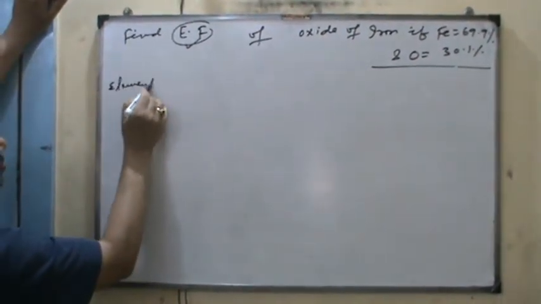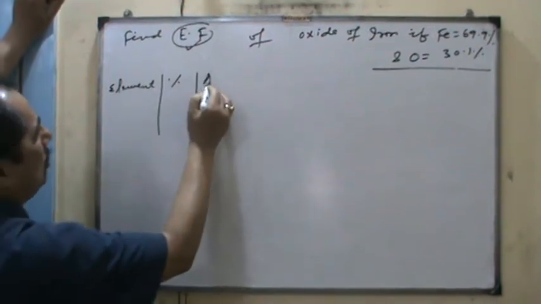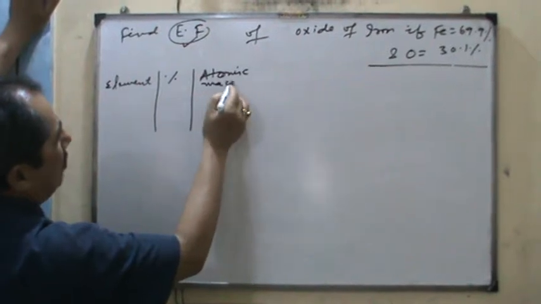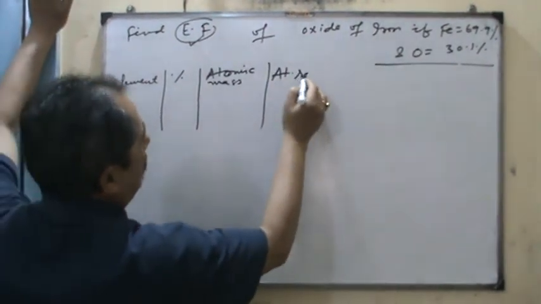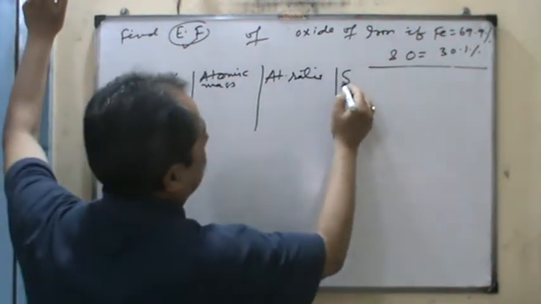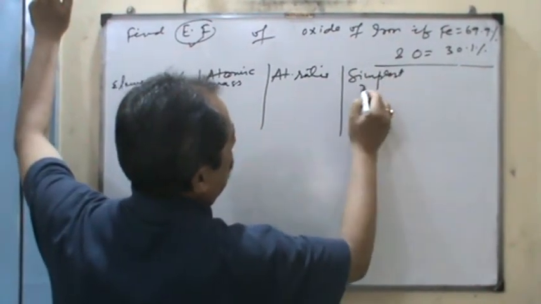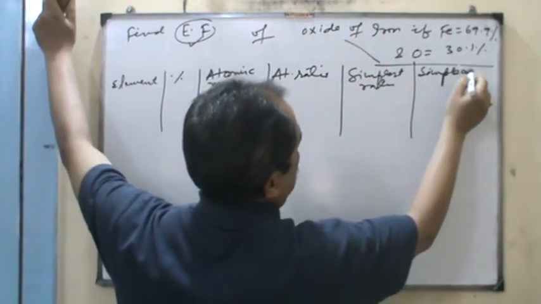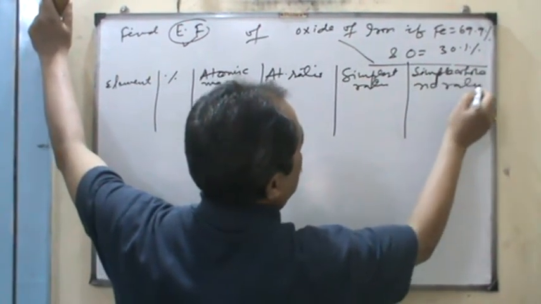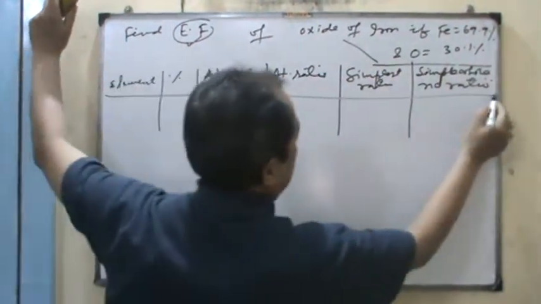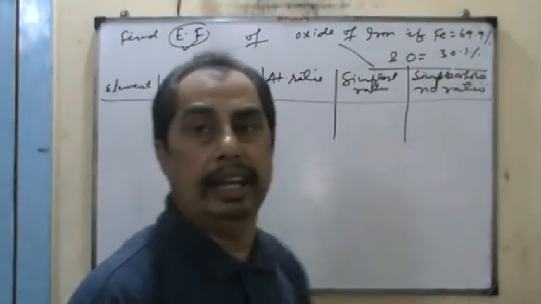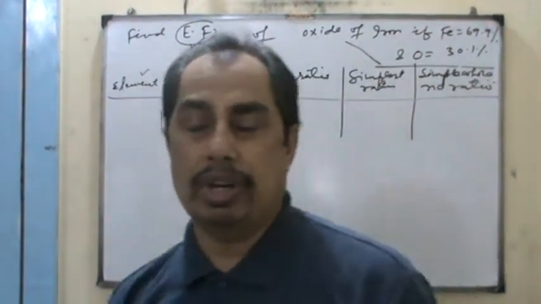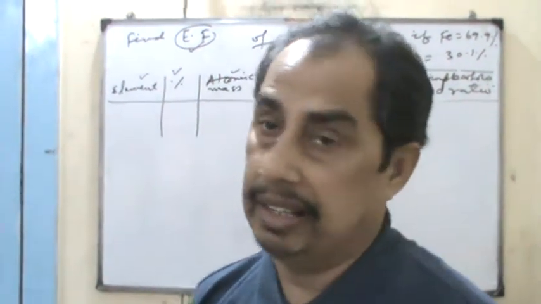element, percentage, atomic mass, atomic ratio, simplest ratio and simple whole number ratio. Element and percentage are given here, even atomic mass is given, but you are supposed to remember the atomic masses from hydrogen to zinc.